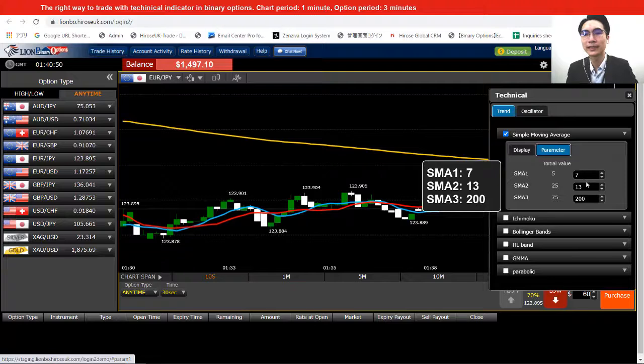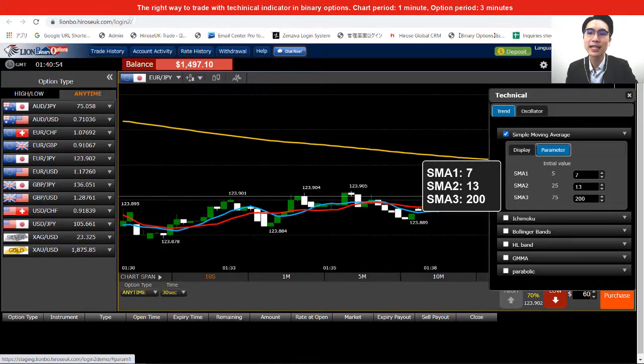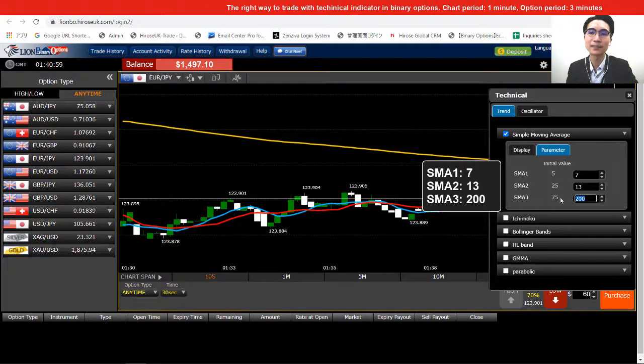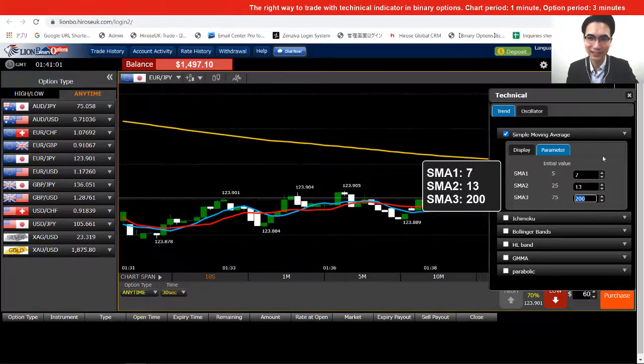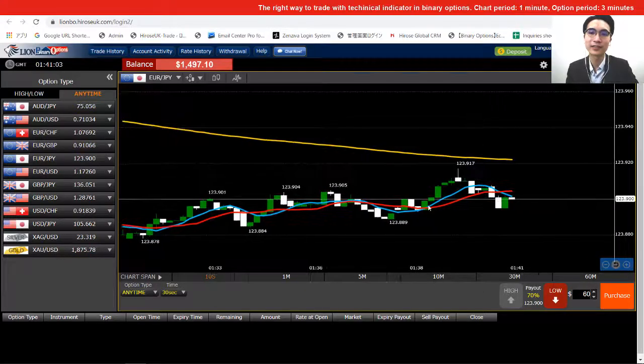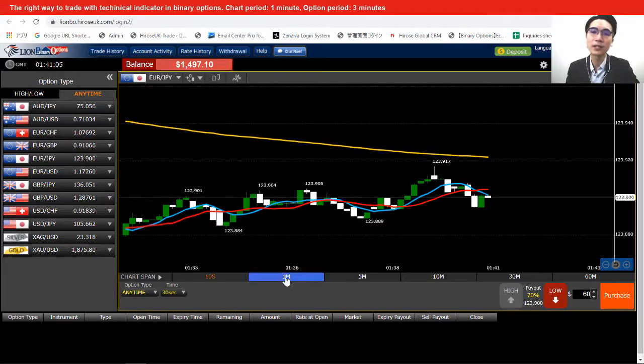For today, I'm using 7, 13, and 200 parameters. So again, SMA1 is 7, SMA2 is 13, SMA3 is 200. After we get that done, close the technical indicators window.